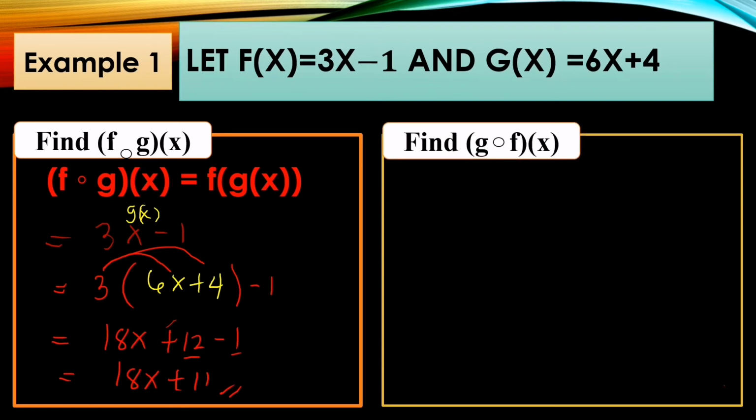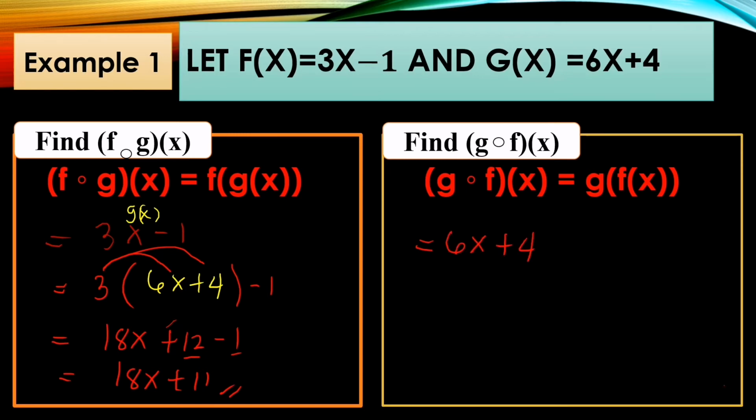Another, find g composed with f of x, or g of f of x. So we're using the function g of x, 6x plus 4. We substitute the value of our x by using f of x. So 6 times the function f of x, which is 3x minus 1, plus 4.